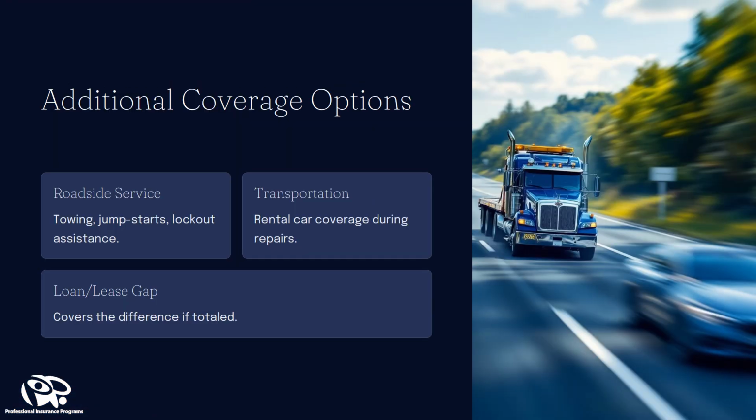Beyond standard coverages, there are extra options that can provide added peace of mind. Roadside service covers towing, jump starts, and lockout assistance. Transportation coverage pays for a rental car while yours is being repaired after a covered claim. Loan, lease gap insurance covers the difference between what you owe on a vehicle and its actual value if it's totaled. These add-ons can be valuable, especially if you rely on your vehicle daily.